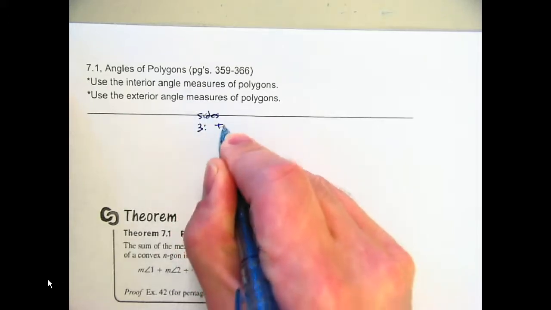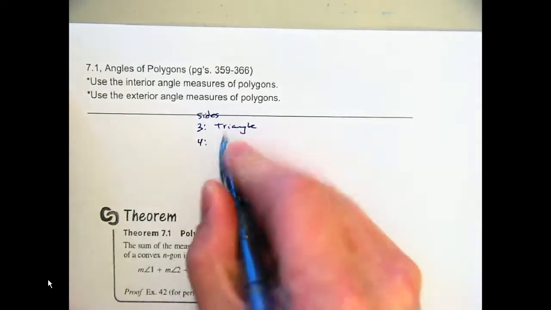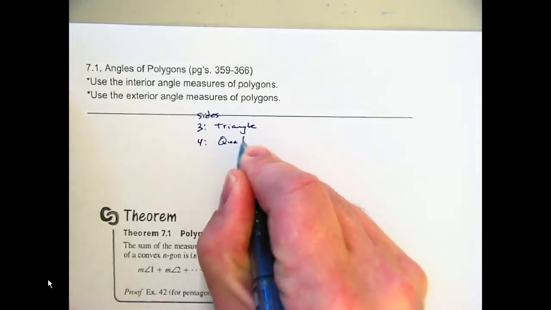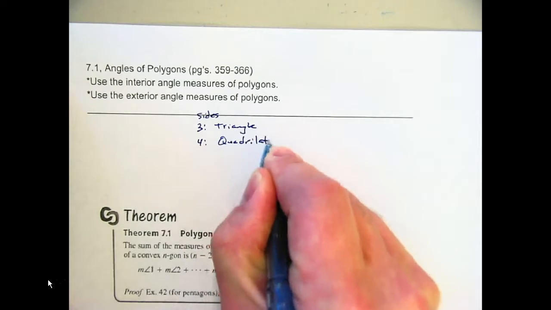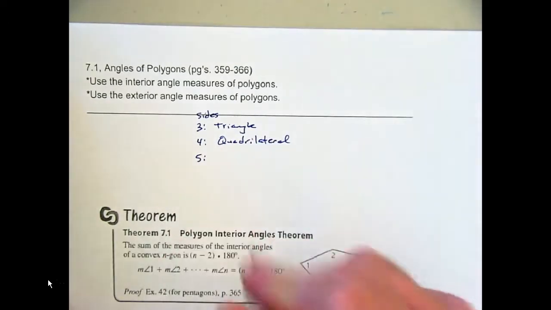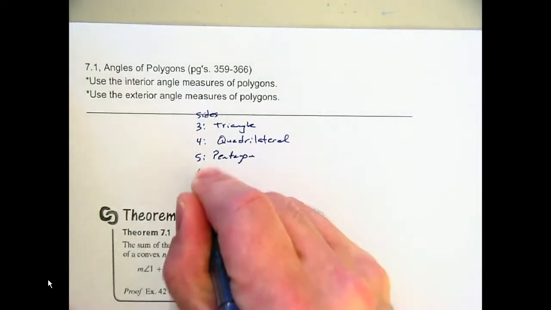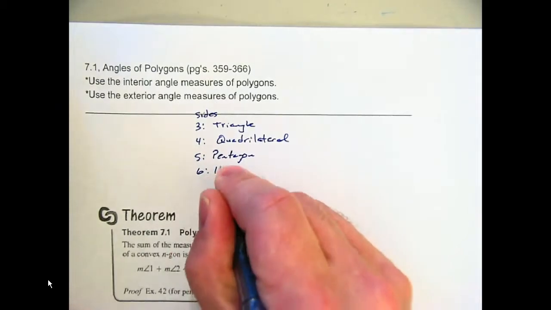Good. If it has 4 sides. Not a square. Quadrilateral. If it has 5 sides. Pentagon. Just a quick review. Has 6 sides. Hexagon.